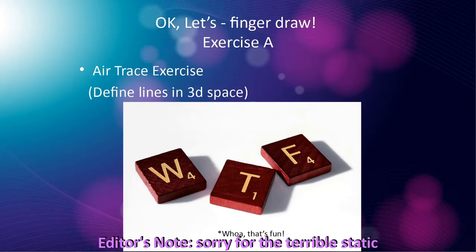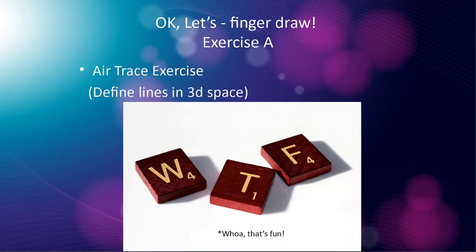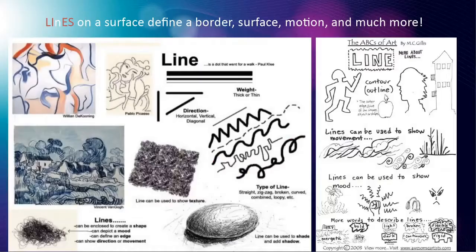So if you ever think, hey, I can't draw, just remember to take a step back and start with the air tracing exercise. Just look at what you want to draw and trace it with your finger. Then you're already going down the road of telling your brain how to tell your hand how to draw that thing. It sounds crazy, but it works. Lines on a surface define a border, a surface, a motion, and lots of other things.